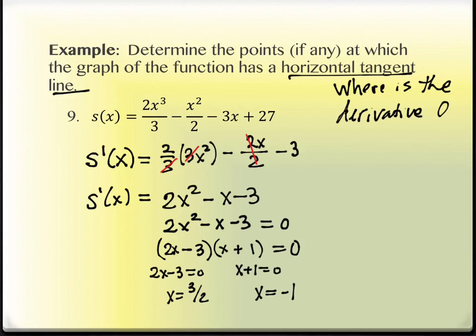Okay, there's one last thing to do. It actually asked us to determine the points. And right now I found the x values. So I have two x values. I have x equals 3 halves, and I have x equals negative 1.